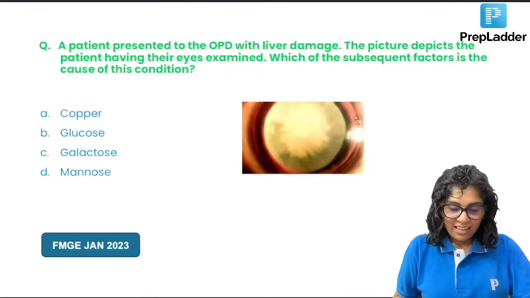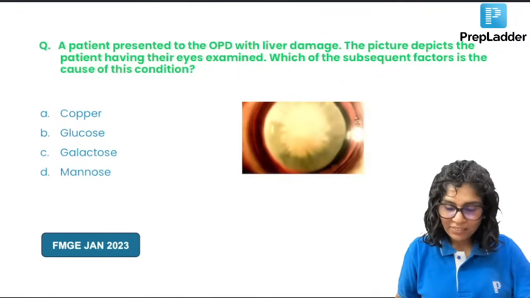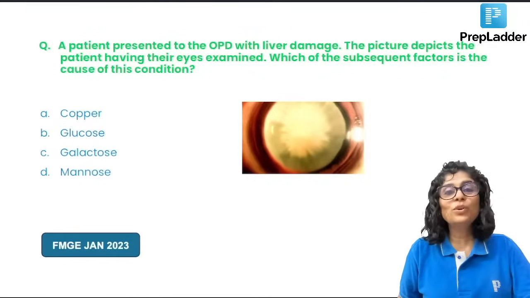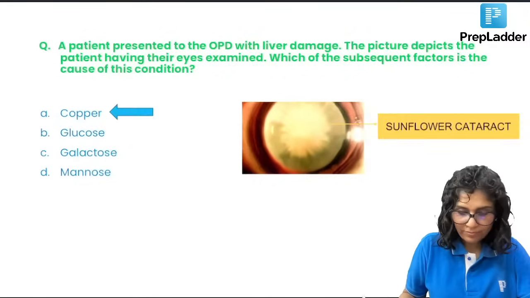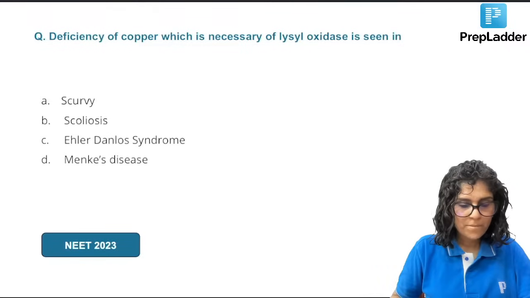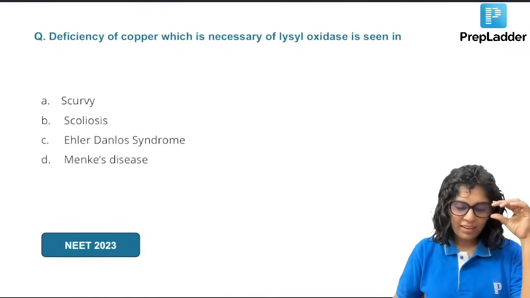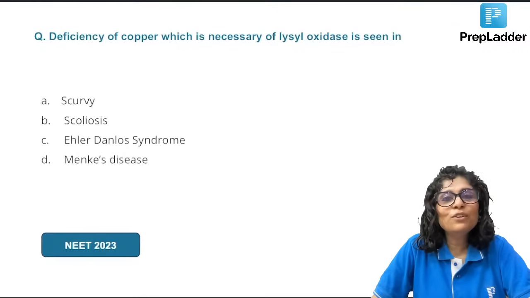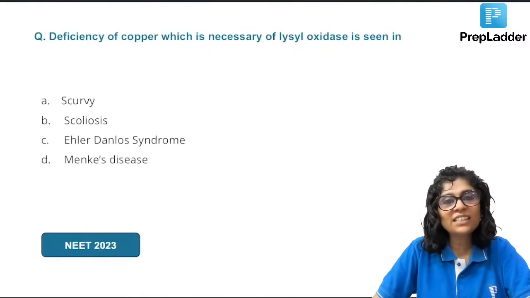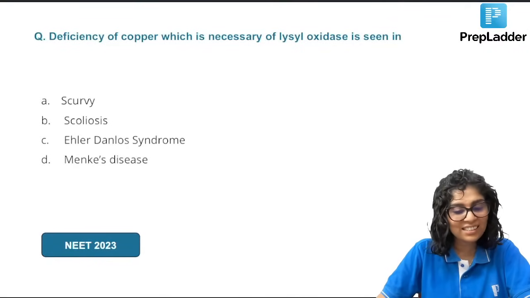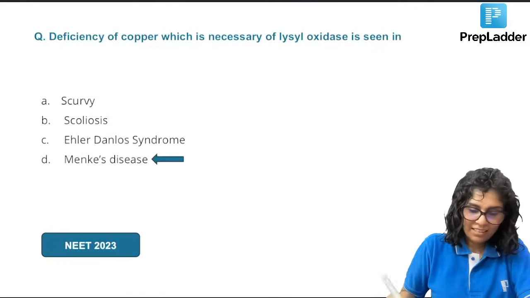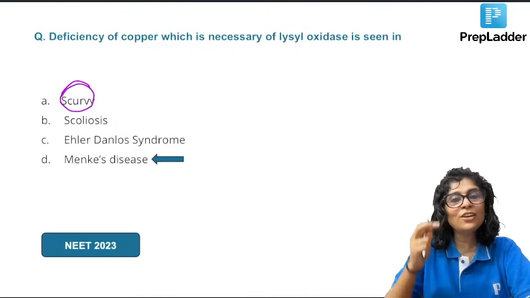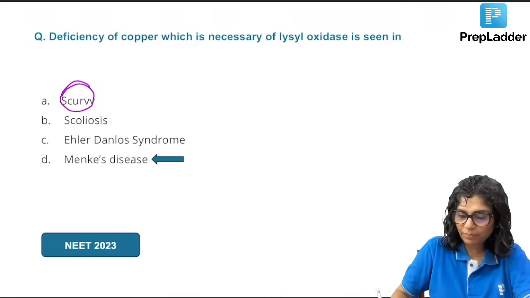A patient presented to the OPD with liver damage. The picture depicts the patient. So what is the answer? The answer is copper. Deficiency of copper, which is necessary for lysyl oxidase, is seen in Menkes disease. Scurvy, I saw one of you answering it as scurvy. Scurvy is vitamin C deficiency. Copper deficiency is Menkes disease.